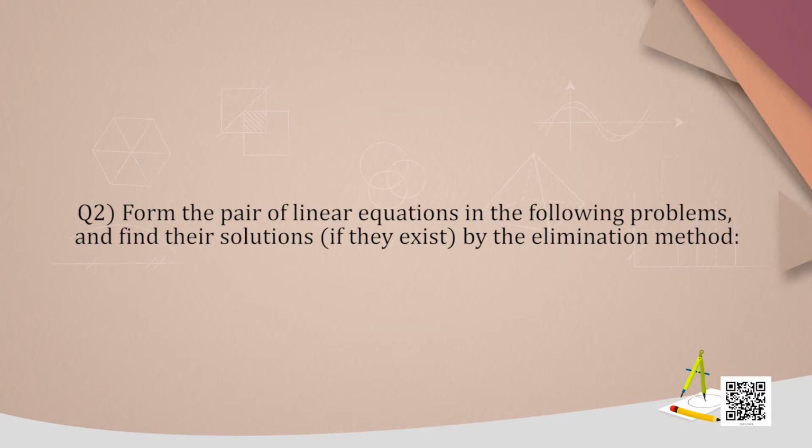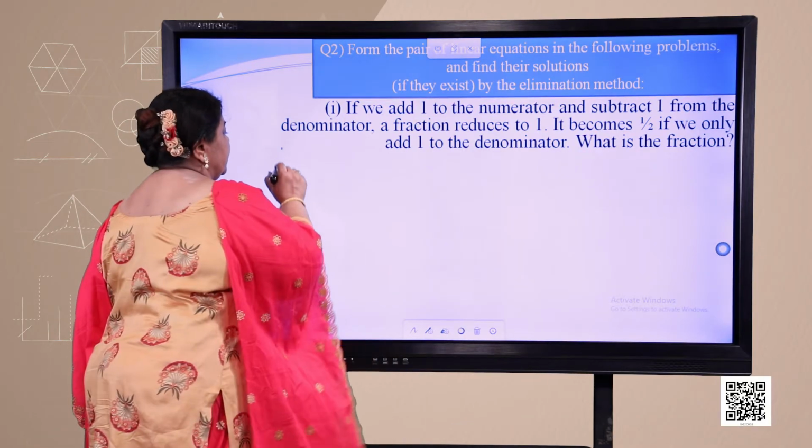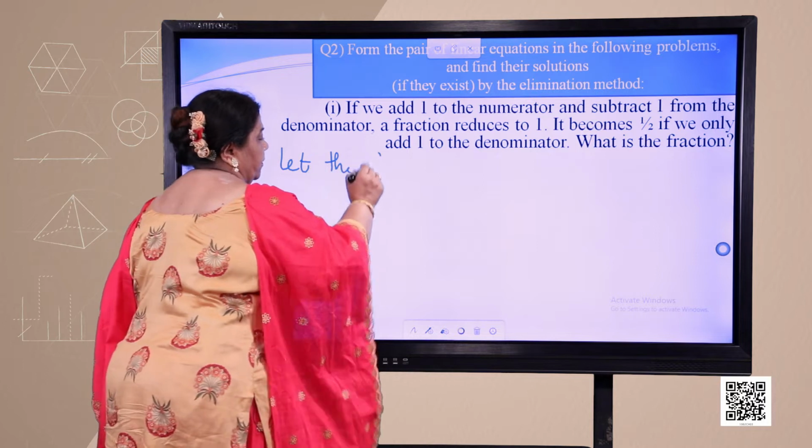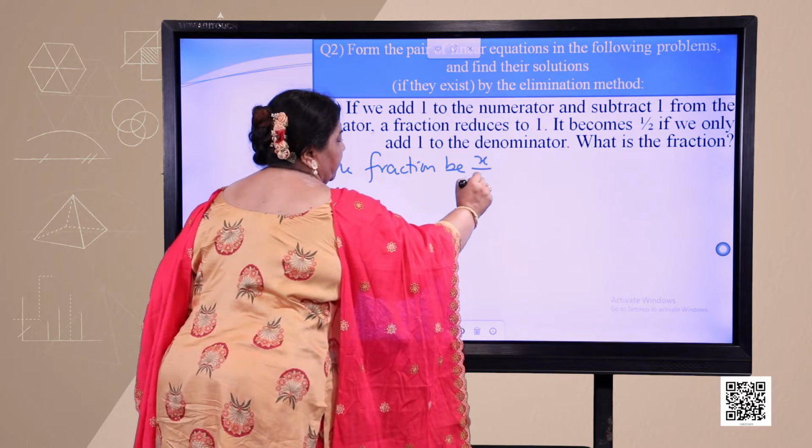So, students, let us see the next question here. Question number 2, it says form the pair of linear equations in the following problems and find their solutions if they exist by elimination method. First one, if we add 1 to the numerator and subtract 1 from the denominator, fraction reduces to 1 and it becomes 1 upon 2 if we only add 1 to the denominator. What is the fraction? Let the fraction be x upon y.